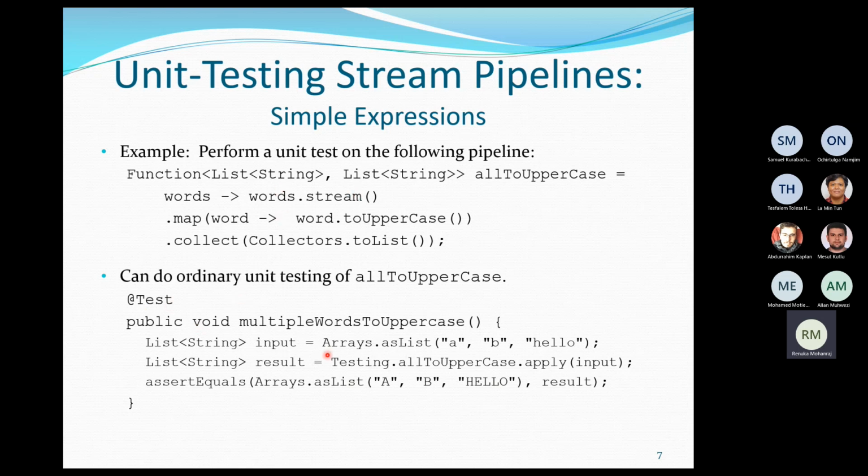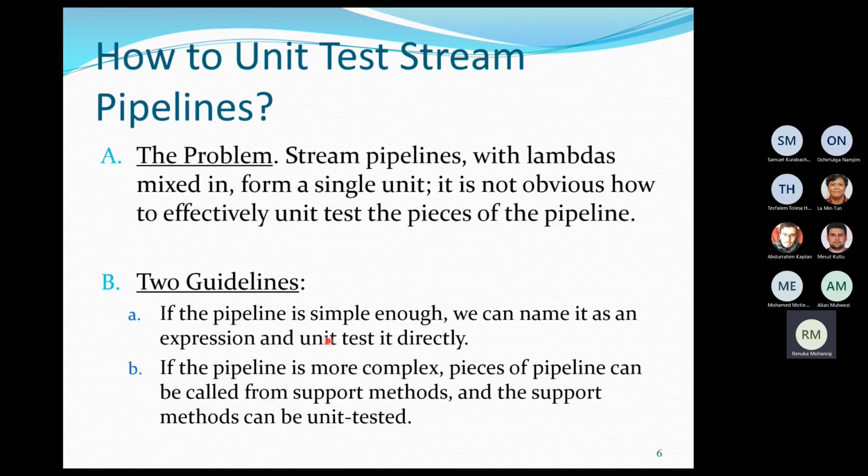Any question on this approach? Whatever logic you perform, capture it in an expression, and just unit test that expression. This is your simplest, most straightforward method. The second approach is, if the pipeline is more complex, pieces of the pipeline can be called from support methods, so you can test only the support method. Okay, let's go to the next scenario.